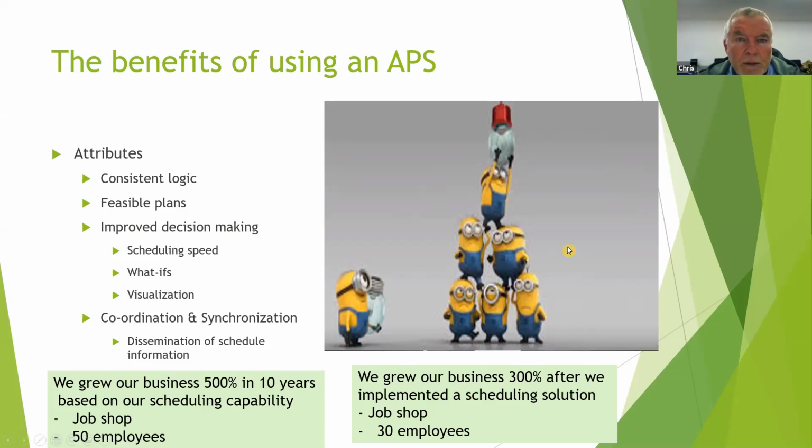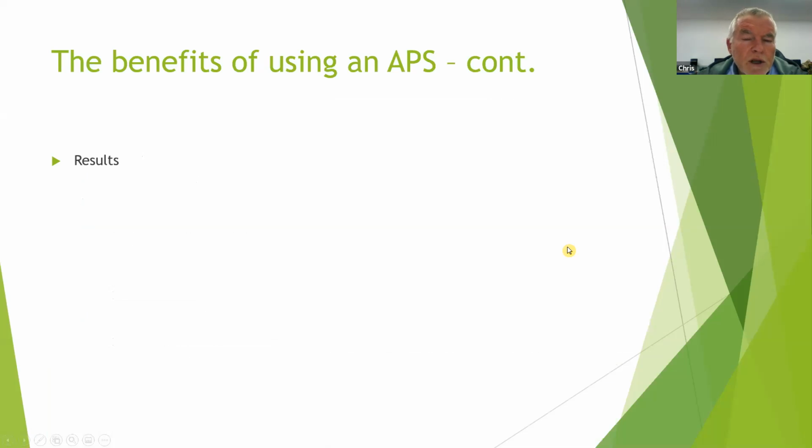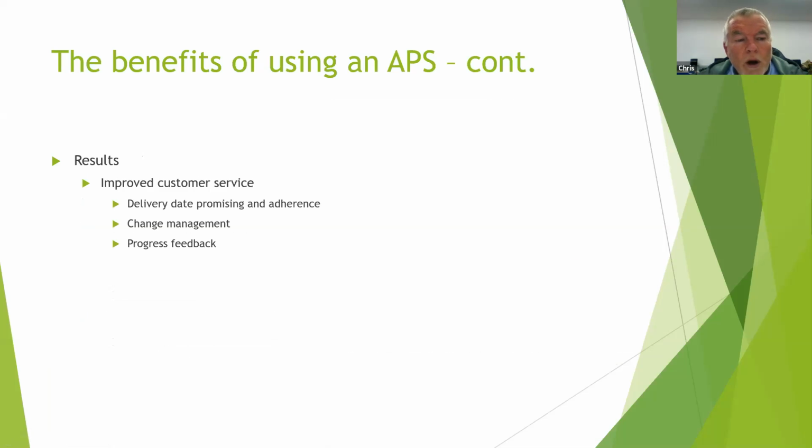So that's them. Okay, results out of doing this, because I can coordinate better. Firstly, I get incredible improvements generally in customer service. I start getting much better delivery date promises, and I'm able to adhere to the promise that I made. I'm able to manage changes. The customer comes to me and says, I know I gave you these priorities last week, but I need to change them because my customers have changed their mind, and you can manage that change without necessarily breaking promises to other customers.